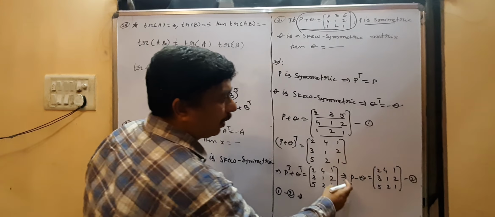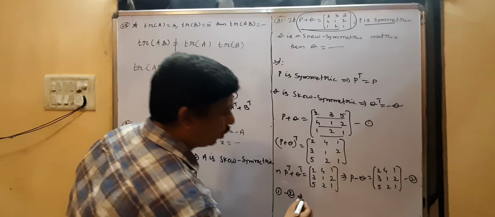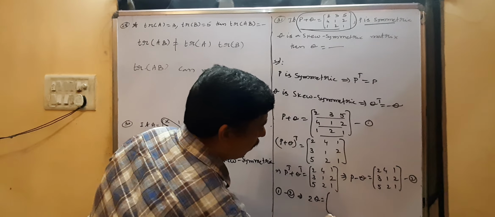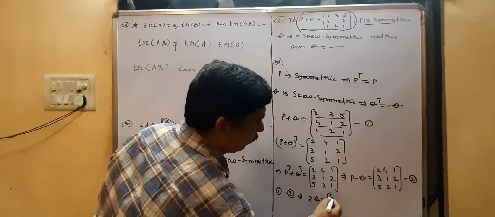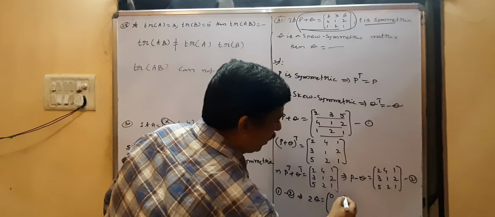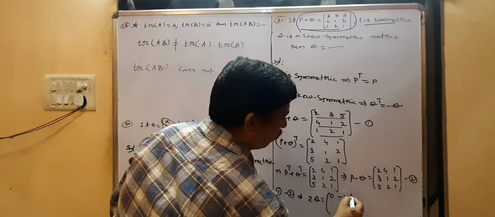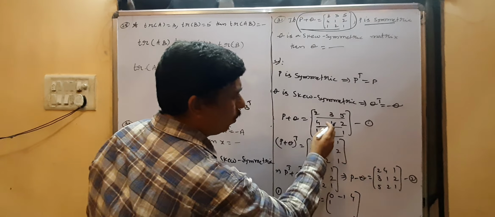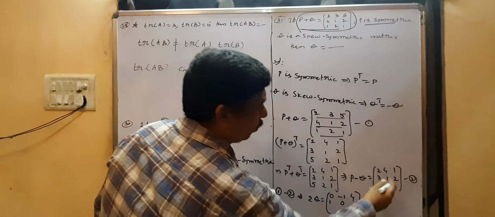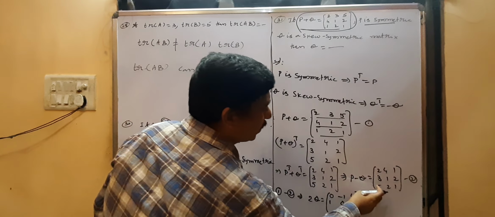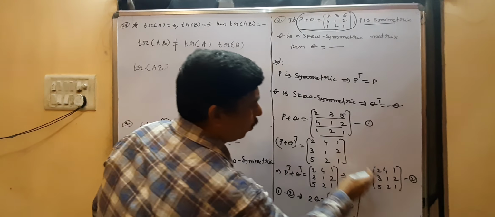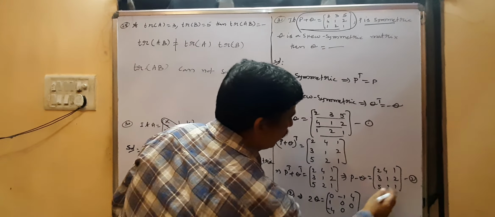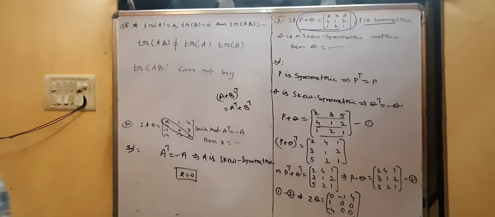We get P plus Q minus (P minus Q), which is minus P plus Q, so we get the 2Q value. Subtracting both: 2 minus 2 is 0, 3 minus 4 is minus 1, 5 minus 1 is 4. Second row: 4 minus 3 is 1, 1 minus 1 is 0, 2 minus 2 is 0. Third row: 1 minus 5 is minus 4, 2 minus 2 is 0, 1 minus 1 is 0. From that we get the Q value.